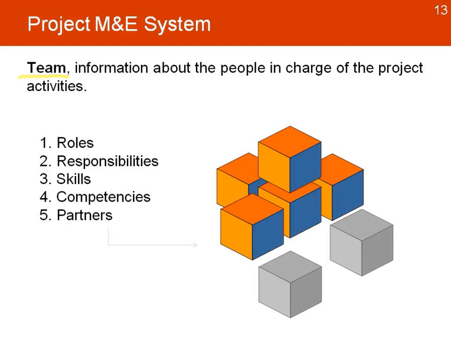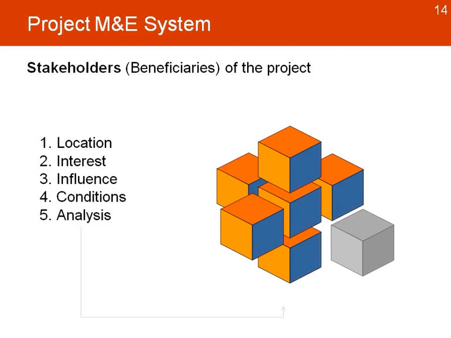The other element that is an important part of our system is the information about the people in charge of the project activities. That's where we define the roles, the responsibilities, the type of skills they have, the competencies they need, and even information about our partners, who are also responsible for activities in the project. Stakeholders is another important element, and that's where we may also include information about beneficiaries. That includes information about where they are, their locations, the type of interest and influence they have on the project, their conditions, and a deep analysis of the stakeholders in terms of the data that will be used for the baseline of the project.